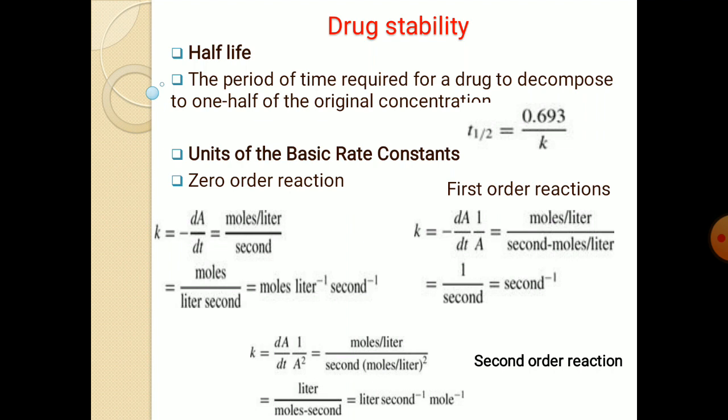Now the units of the rate constant, for zero order, first order, second order, are given. It just depends on the equations. Like, the rate of reaction does not depend on the concentration, so we can have minus dA by dt. Here dA is a concentration in moles per liter and dt is a time in seconds. So we can have moles per liter per second. Similarly, we can have the units for the first order and the second order types of reaction.